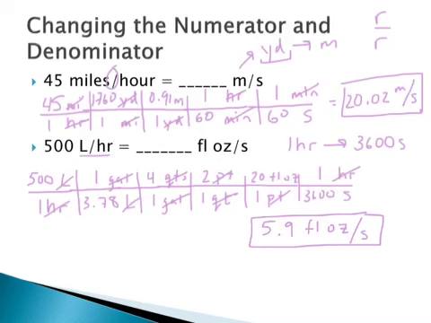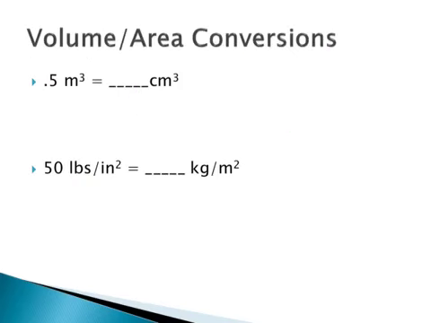So these are two examples of complex conversions, converting both the numerator and denominator. Now the last type of complex conversion are these volume to area conversions, and this last example here is a combination of what we just did and what we are about to do. And this is where it gets a little complicated and where you have to think a little bit.